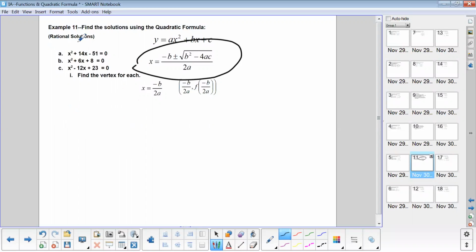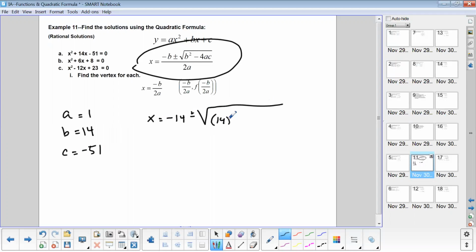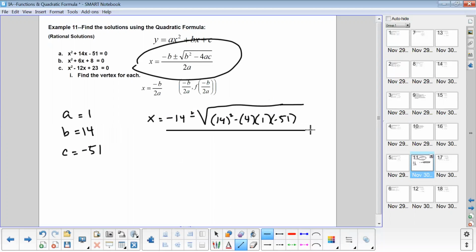So on part A, a is equal to 1, b is equal to 14, c is equal to negative 51. So we're going to substitute. So x equals negative b, negative 14, plus or minus the square root of b squared minus 4 times a times c, and that's all divided by 2 times a, and 2 times a is 2 times 1, or 2.